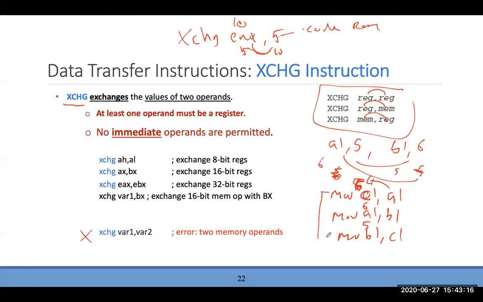So we needed three move instructions. Instead of this, you're just going to say exchange AL with BL. It's going to give you the same effect. After you run this instruction, you're going to find here you have 6, here you have 5, in one instruction. But keep in mind, in reality, without an exchange, you have to do those three instructions.